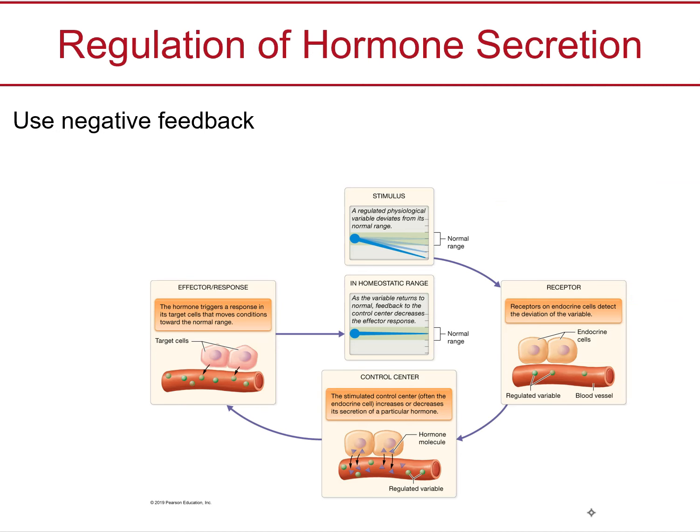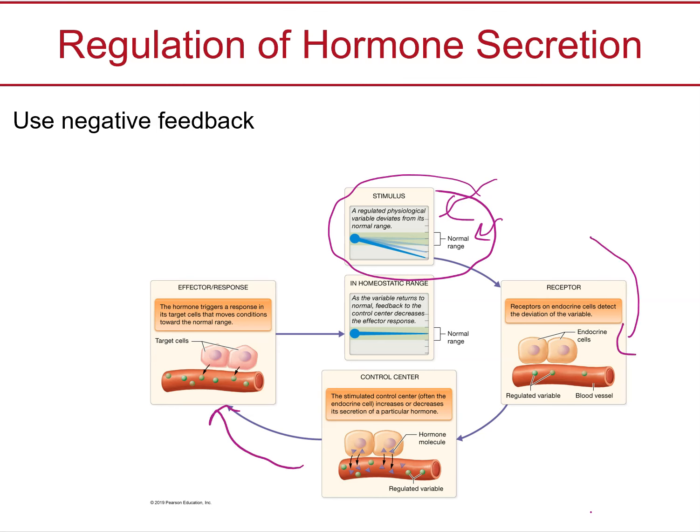In this example, you can see there's a stimulus here. We're going to have our normal range, where we try to maintain homeostasis. If there's a change outside of normal, receptors will pick up that change. They will release hormones as necessary until we come back to normal. And so we're going to see that our hormones are always fluctuating a little bit because they're either going up or down depending on the blood levels.